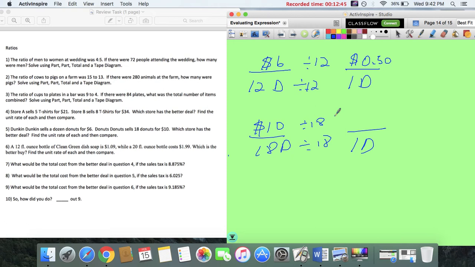10 divided by 18 is 0.55555. I'm going to round this to 0.56. So the better deal is Dunkin', by 6 cents. Each donut is 50 cents, whereas the bottom one is 56 cents.